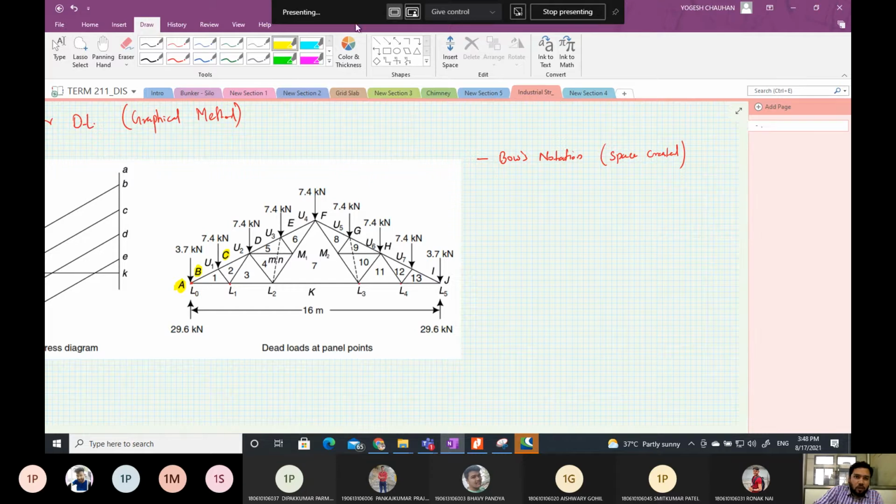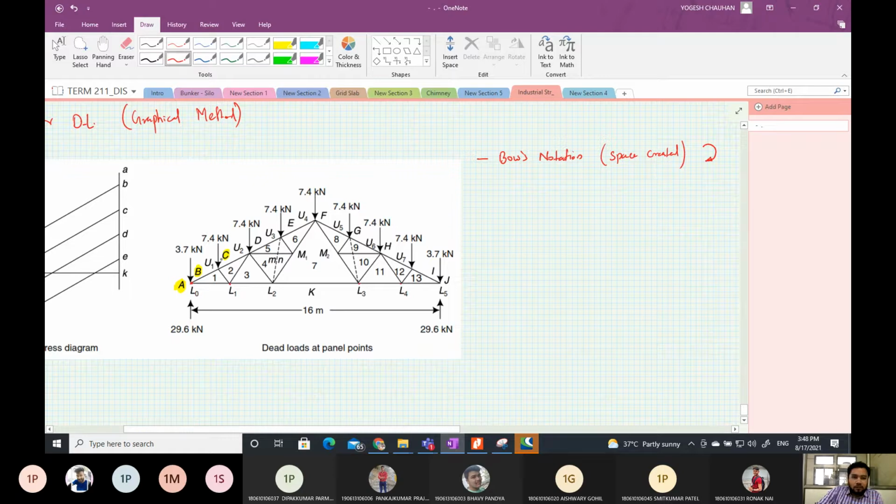Between these two, and we give it in clockwise manner. So C, D, E, F. This is actually drawn in the center. It is at the center. G, H, I, J, and K. Now once all the outer members are designated, then we give the notations for the inner member. So here there is one space created.